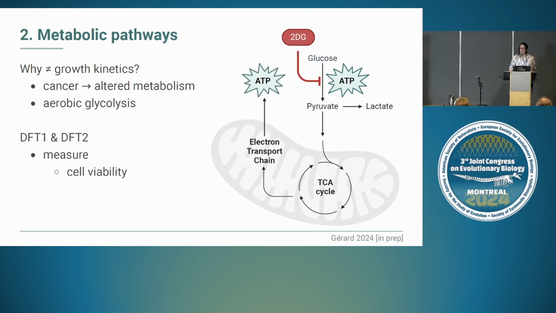So what we did is inhibit glycolysis and see how the cells would cope. Then we also quantified lactate, which is a byproduct of glycolysis. And at last, we selectively inhibited either the electron transport chain or glycolysis in order to understand where most of the energy from the cells comes from.